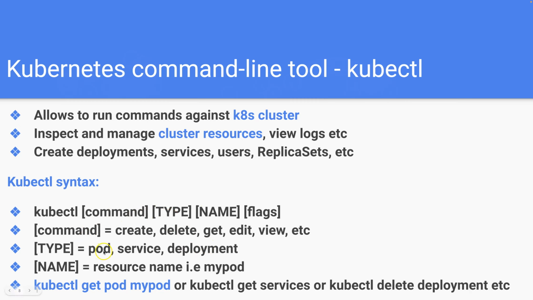If you want to access, let's say, a pod, and you have 10 pods and you want to get one specific pod, you need to provide the name of that pod. So name will be a resource name, like in the case of a pod, my pod. So a reasonable kubectl command will look like kubectl get pod, the name of the pod. That makes sense. If you know this, then you are on your way to running this utility.